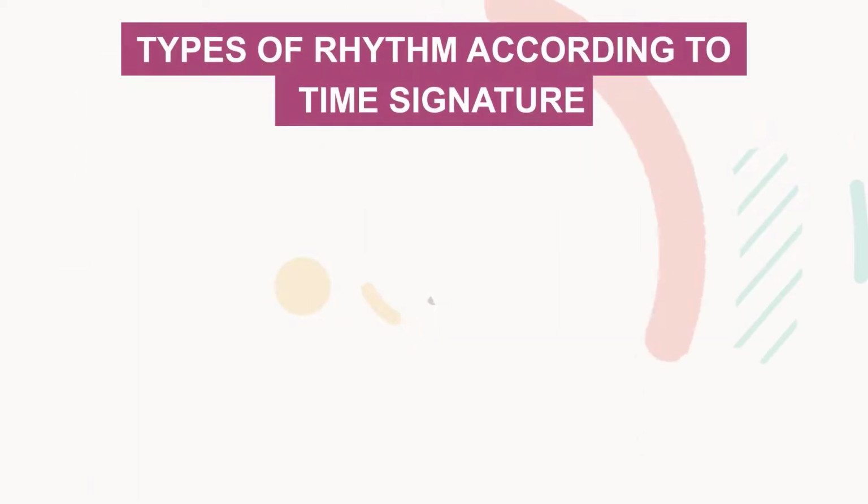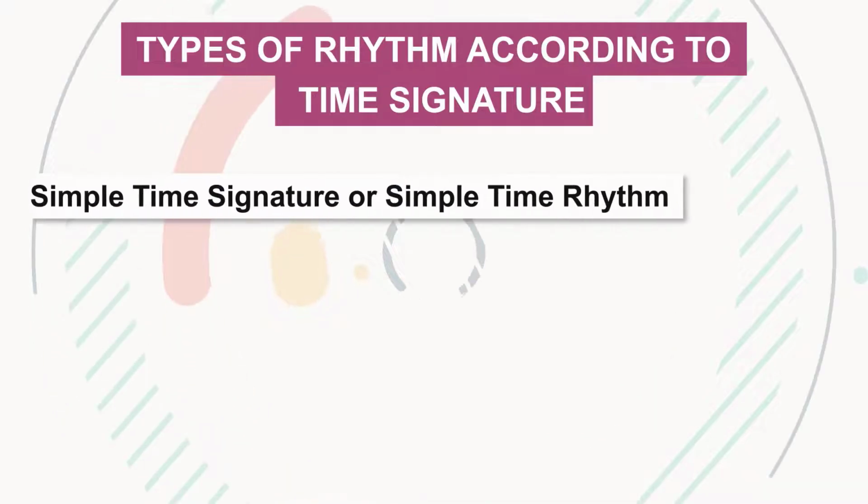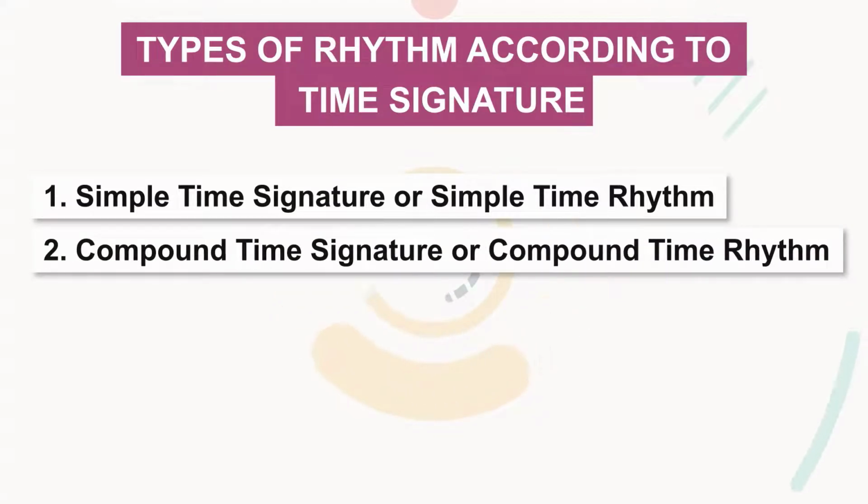Types of rhythm according to time signature. 1. Simple time signature or simple time rhythm. 2. Compound time signature or compound time rhythm.